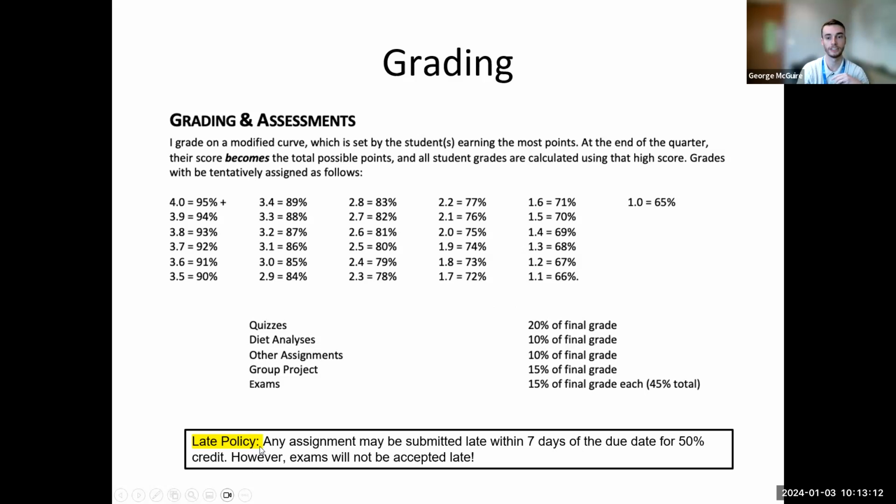Another important note here is the late policy for this course. You are welcome to submit late assignments within 1 week of the due date. However, as soon as it is late, as soon as you have turned an assignment after the due date, it is only eligible for up to 50% credit.